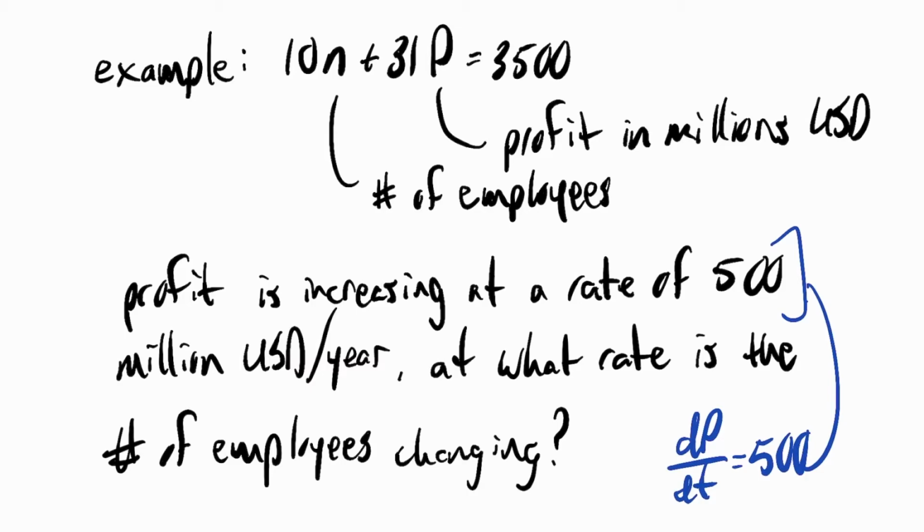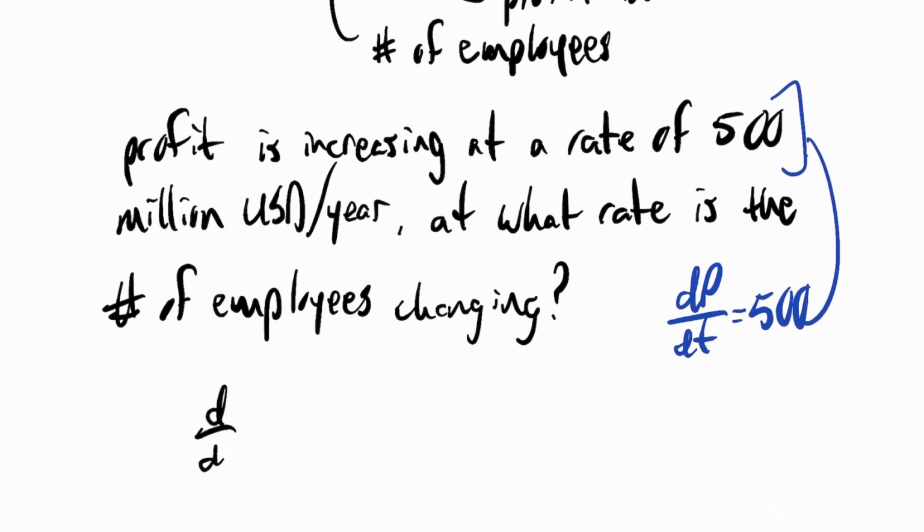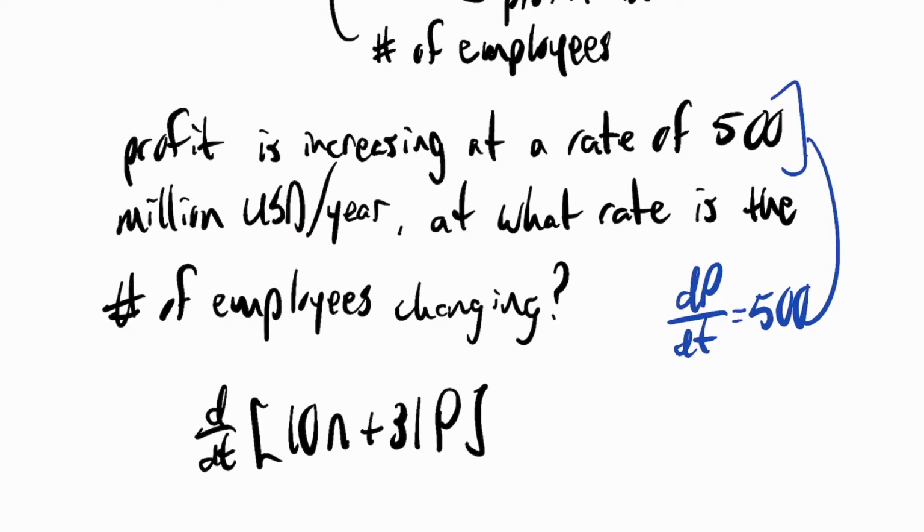So in order to determine at what rate the number of employees is changing, I need to apply d/dt to both sides of this equation. I have an equation that relates the number of employees and the amount of profit. If I find the derivative with respect to time, then I'll find an equation that relates the change in the number of employees with the change in the amount of profit. Okay, so I'm going to find d/dt of 10n plus 31p, and that's equal to d/dt of 3,500. On the right-hand side, this is easy because the derivative of a number is always 0.